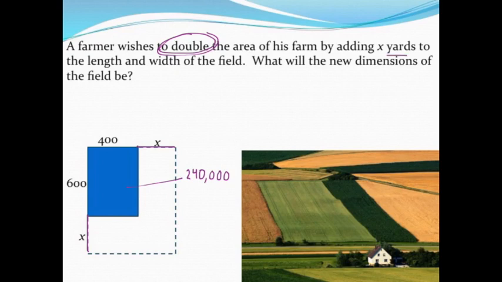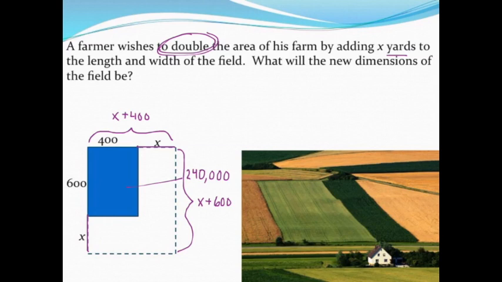Our new rectangle, though, is not 400 by 600. Our new rectangle is that long. So it's 400, we're adding x onto it. So I can express the new length as x plus 400, or 400 plus x. Same idea with the width of the rectangle. It was 600, but I want to add x yards onto it. So my new rectangle, the height, or width, is going to be x plus 600.